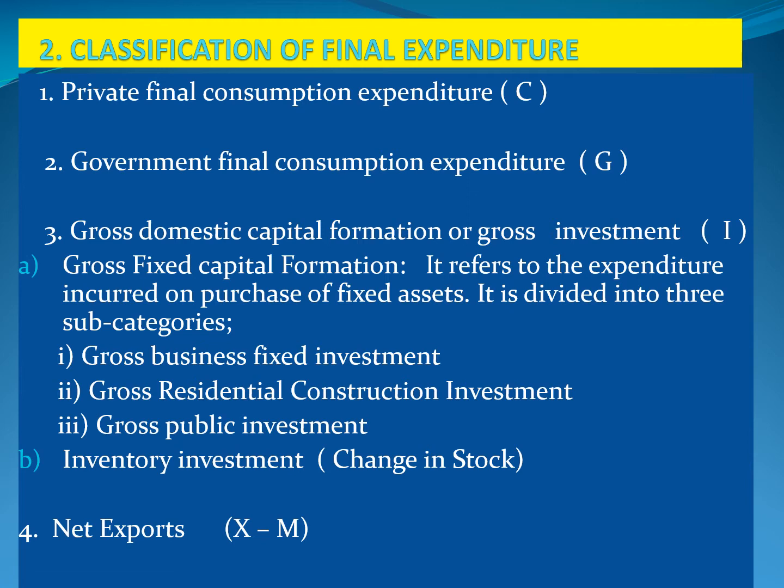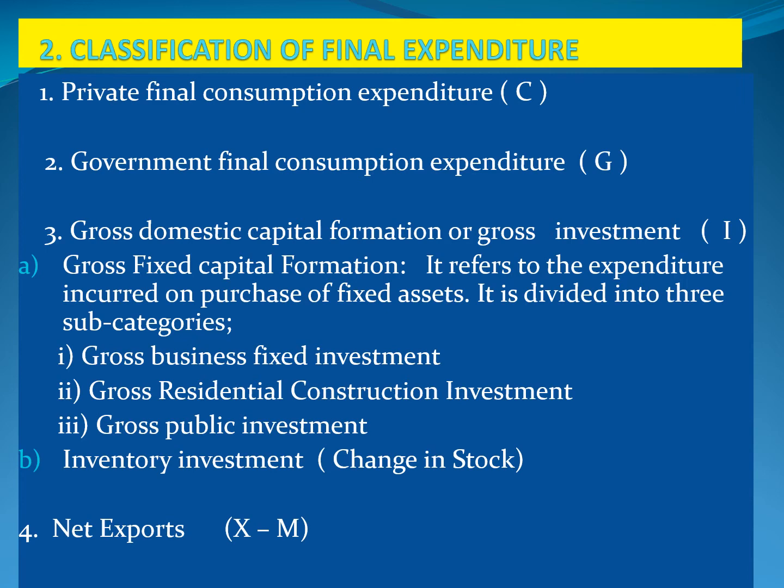Now the second was the government expenditure. This is the expenditure which is made by the government sector, and the expenditure made by the government is known as government final consumption expenditure, represented as G. Now what is this expenditure? It is incurred by the general government to satisfy collective wants of the people. Example, government expenditure on health, education, law and order.